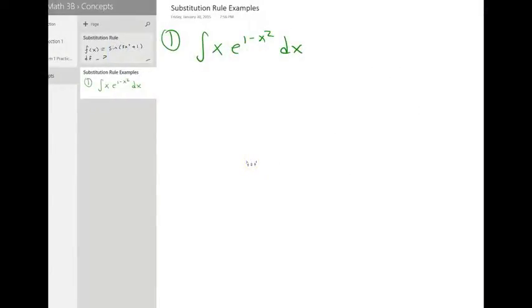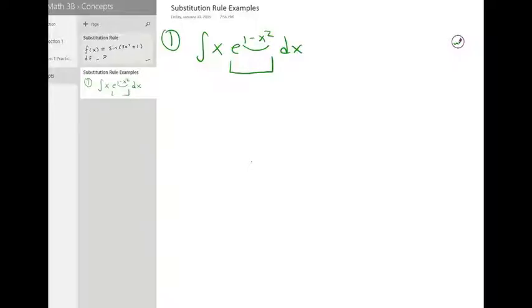So we're going to do some examples of the substitution rule, and we're going to use the steps from the last video. Step 1 was to identify our inner and outer function and find the derivative of the inner function. So let's look at the exponential function we have here. We can consider that our outer function, and we have a 1 minus x squared on the inside.